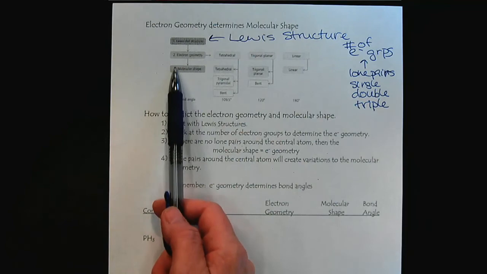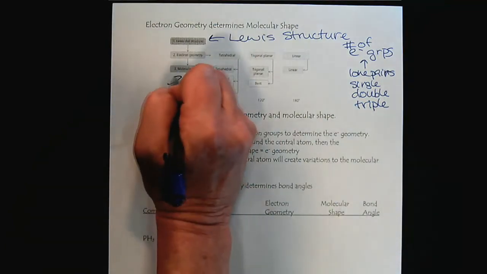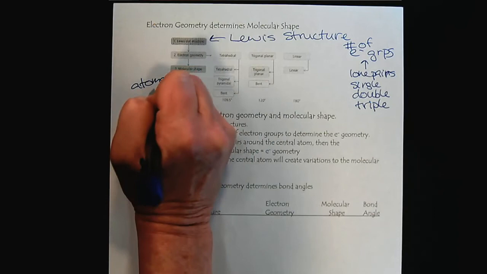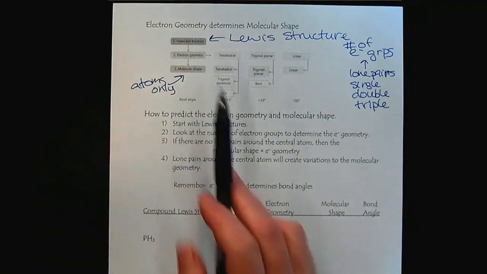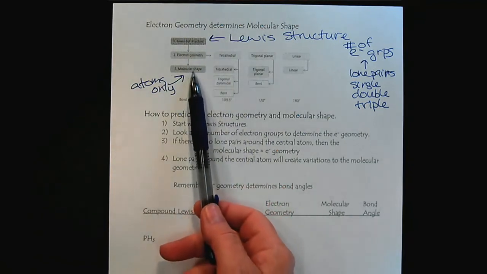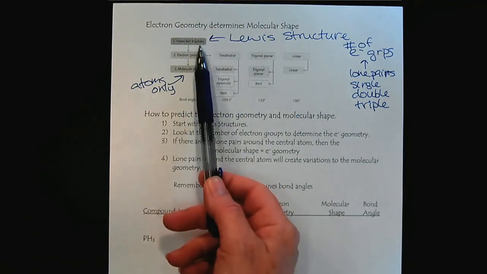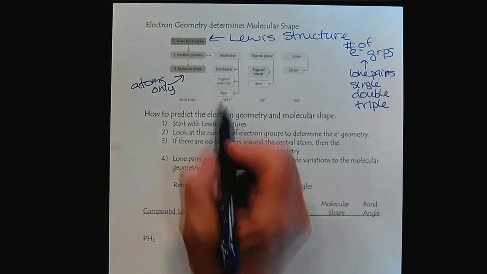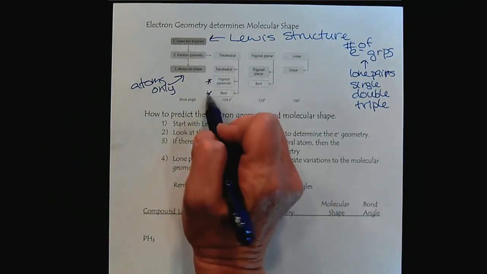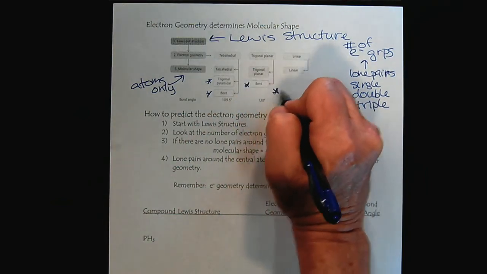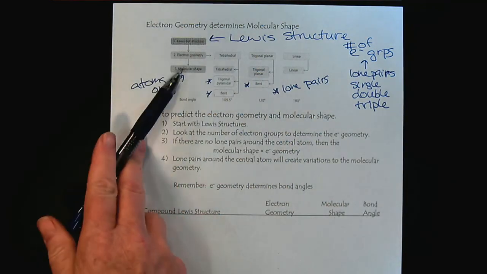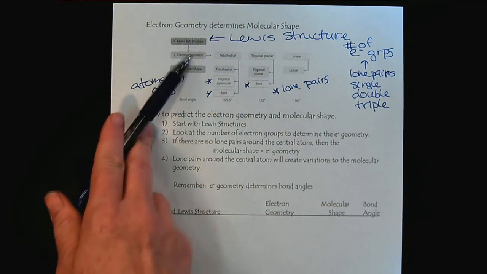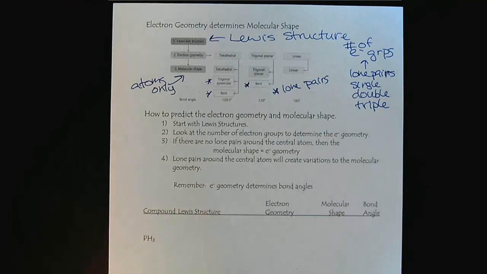When we want to look for the molecular shape, remember now we're looking for atoms only. So we ignore the lone pairs. And so we can get a difference between the molecular shape and the electron geometry when there are lone pairs present. So the lone pairs create the difference between the molecular shape and the electron geometry. All right? So now let's practice this a bit and tie it all together.